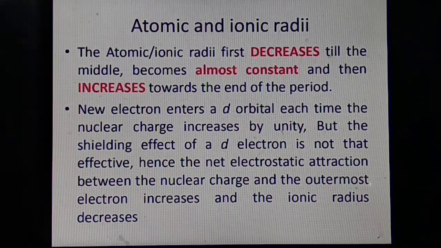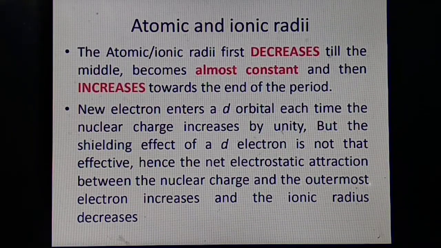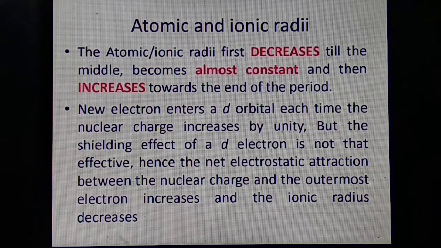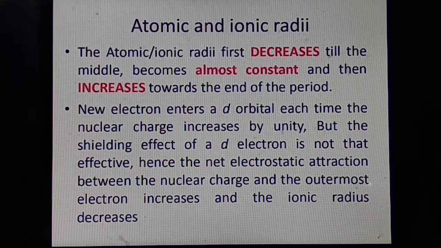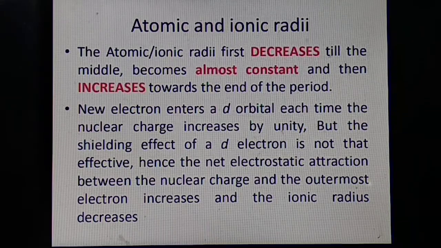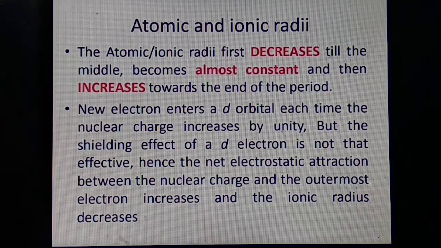Students, the previous day I just explained in brief. Now I am going to explain this in detail. Why do atomic and ionic radii first decrease? You know there is the increased nuclear charge. A new electron enters a d orbital each time. The nuclear charge increases by unity. But the shielding effect of a d electron is not that effective. Hence, the net electrostatic attraction between the nuclear charge and the outermost electron increases and the ionic radius decreases.